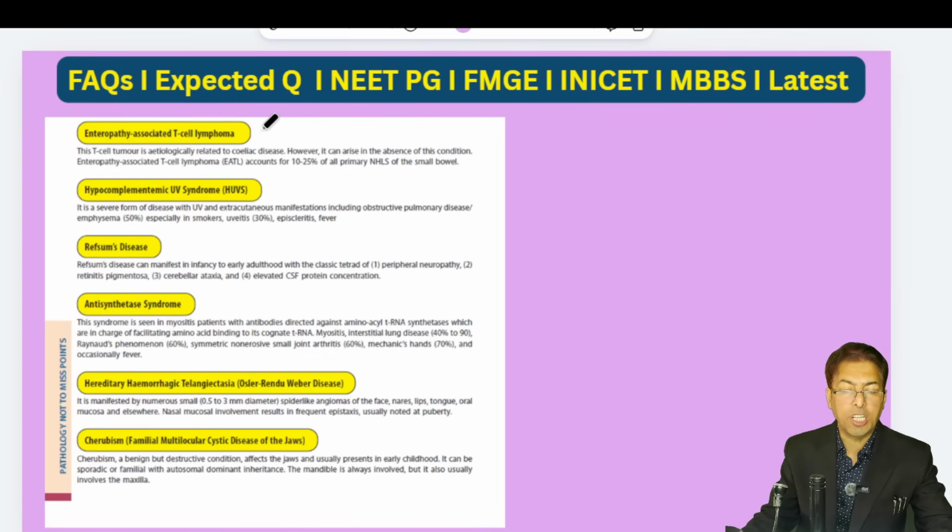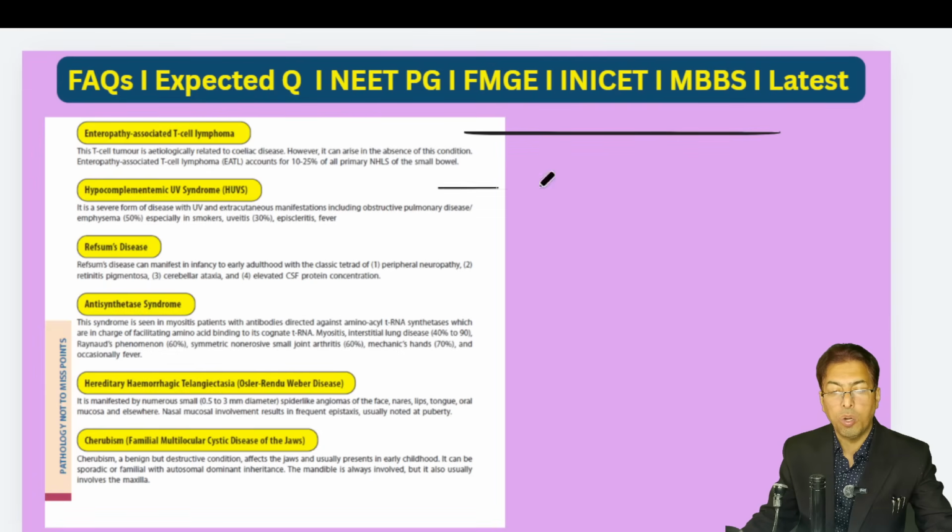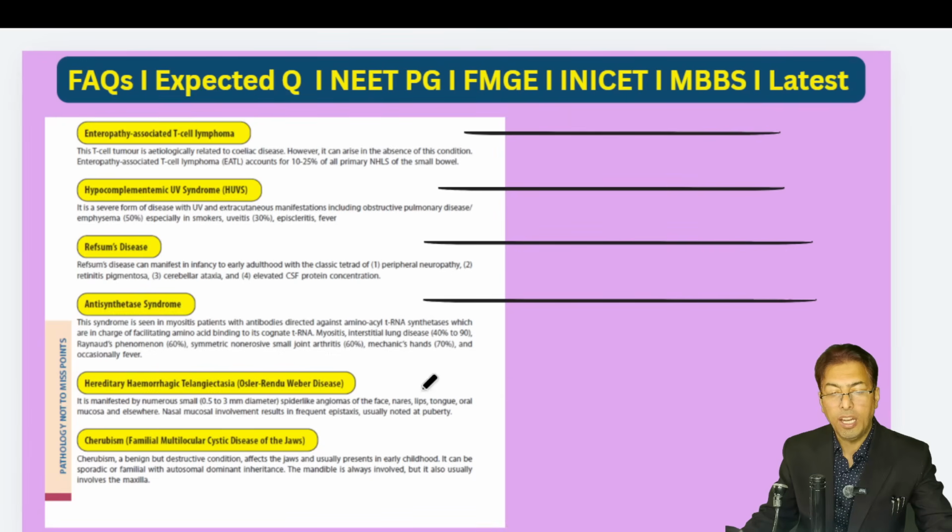Then I would advise students to update themselves with something very, very important, the latest. What are the latest questions which are asked? Enteropathy associated T cell lymphoma. What is hypocomplementemic urticarial vasculitis syndrome? What are the important features of Rapsom's disease? What is antisynthetase syndrome? What is hereditary hemorrhagic telangiectasia, Osler-Rendu-Weber disease, and so many things like those. What I emphasize to students is to go to the latest things in pathology, the latest things in medicine, the latest updates. That is very, very important.